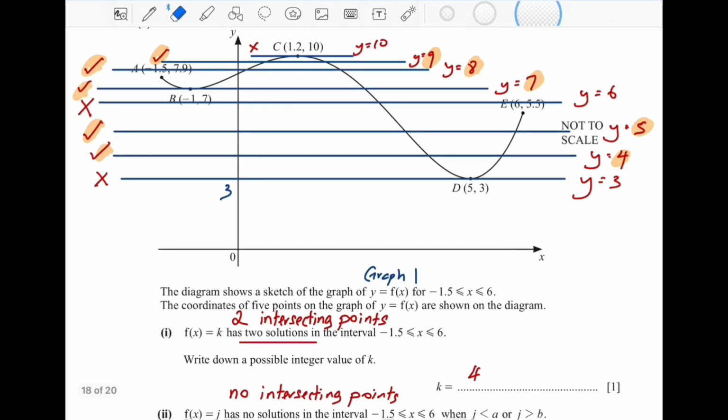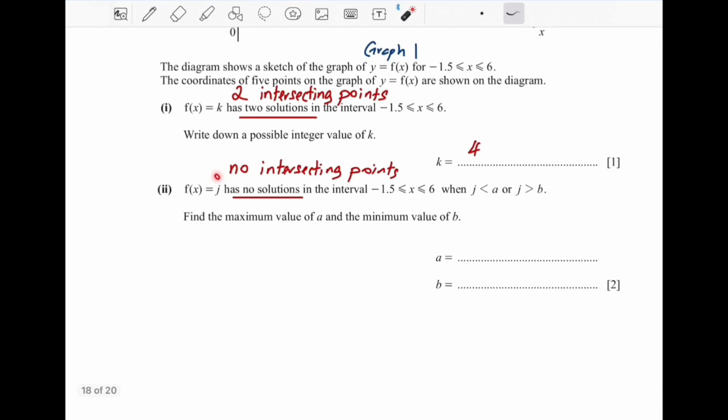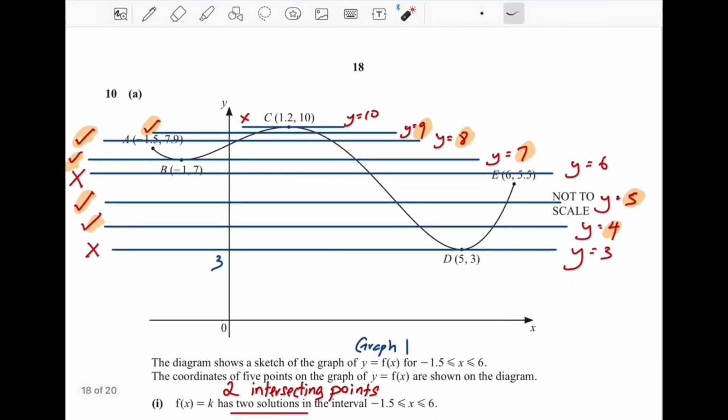Okay, the next one. Question 2. f(x) equals j, as you know, equation 1. This is equation 2, another horizontal line. No solution, no intercepting point. Where could it be? I think it's very clear. If I choose y equals 3, meaning j is 3, there's only 1 intercepting point. No intercepting point means it will be anything lower than 3, right? If I were to draw a line of y equals 2, no intercepting point. Anything lower than 3.